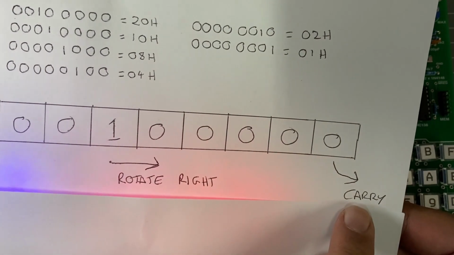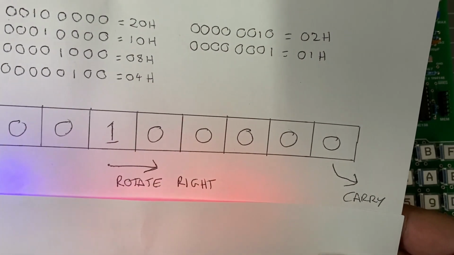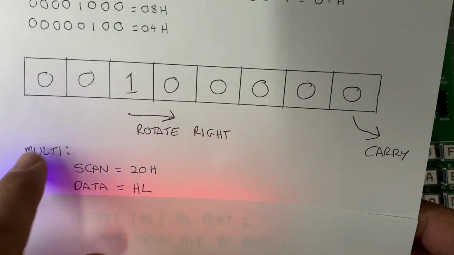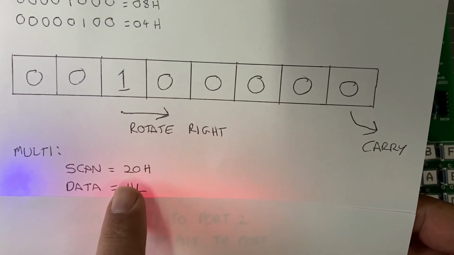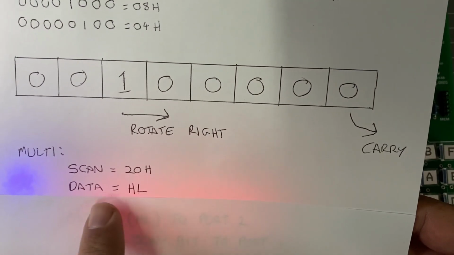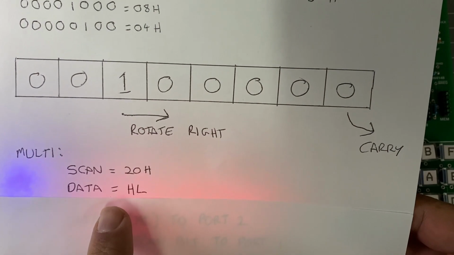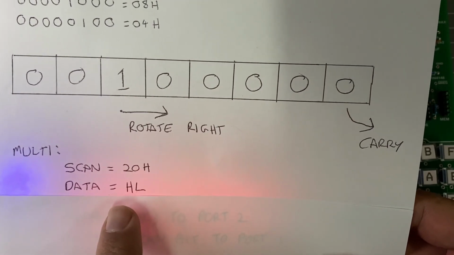But if the carry is set, then we start again. We reset the scan bit to 20 hex. So with a bit of pseudocode, I've worked out what we need to do here. We have some multiplex routine. We set the scan bit to 20 hex, and then we point the HL register, which is the typical register we use to load data or get data from RAM, to the data we wanted to see.